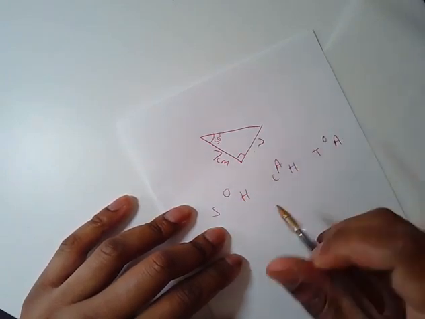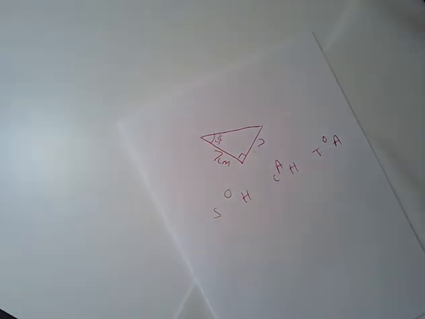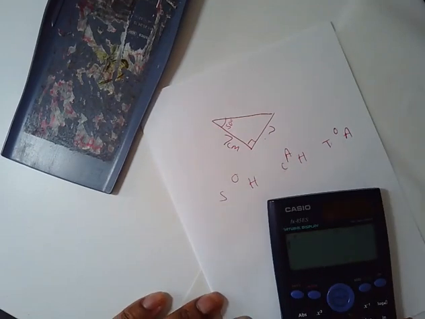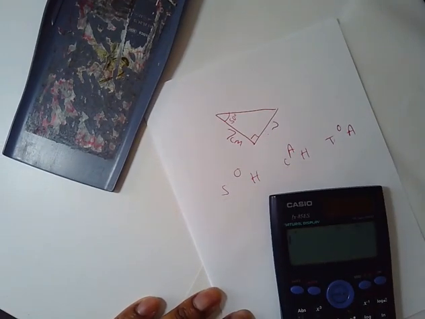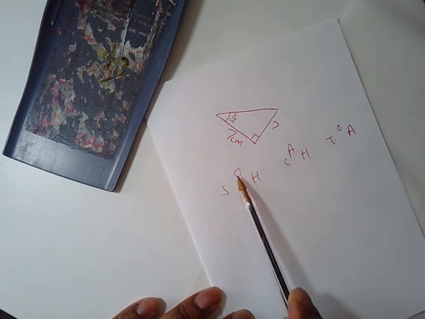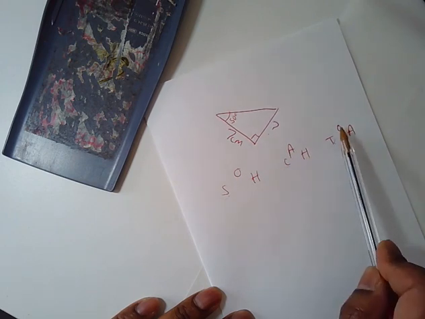SOHCAHTOA. Sine, cosine, tangent, and you can find these buttons on the calculator. Right, give me the calculator. All right, here's the calculator. So sine, cosine, tangent, and these are opposite, hypotenuse, adjacent, hypotenuse, opposite, adjacent.